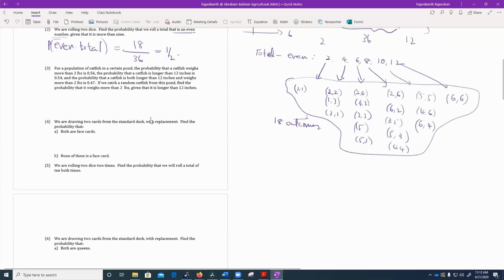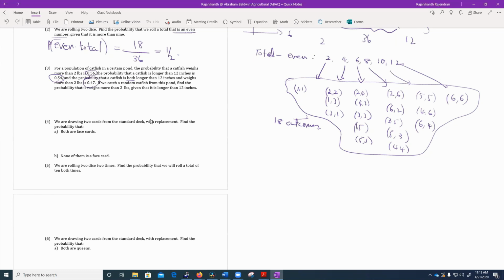So the next one: for a population of catfish in a certain pond, the probability that a catfish weighs more than 2 pounds is 0.56. The probability that a catfish is longer than 12 inches is 0.54. The probability that the catfish is both longer than 12 inches and weighs more than 2 pounds is 0.47. So there are three kinds of probabilities given. Now we are catching a single random catfish.